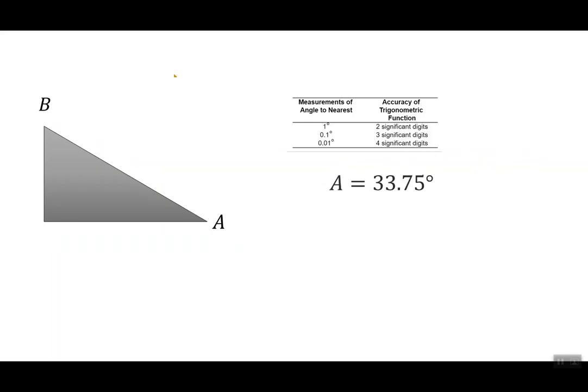Looking at this triangle, I can see A is equal to 33.75. B then would be 90 minus 33.75, which is 56.25. But that's where I would stop. There's no way for me to figure out the lengths of any of the sides because I don't have a value to start with. So if I come across a problem like this on the homework, I would say not enough information to solve.